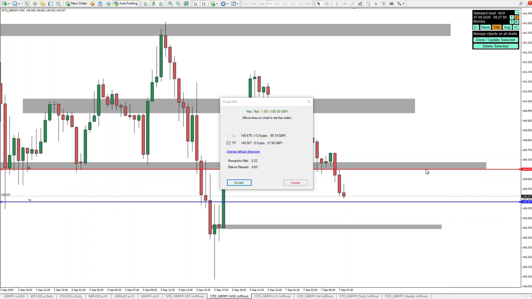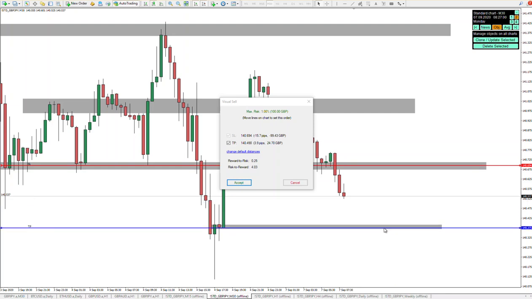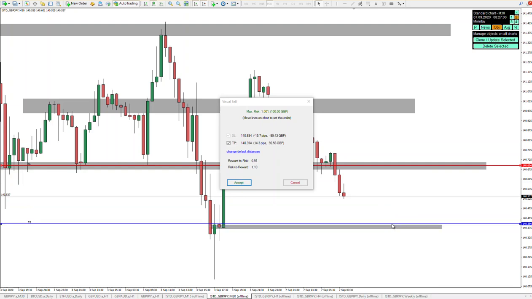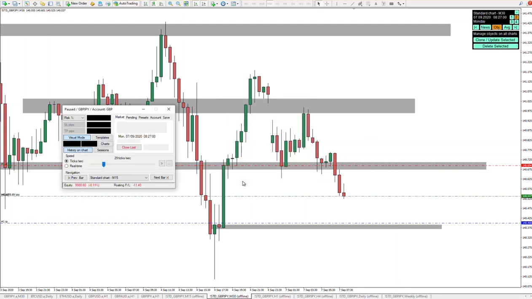Yeah, 50. Let me make it 70. So like that. Then a 1 to 1 take profit. It's going to be like here, but I would rather take it 2 pips above, a little bit above. So on the 40. It's not 1 to 1, but I don't have any problem with that. Okay, let's go.